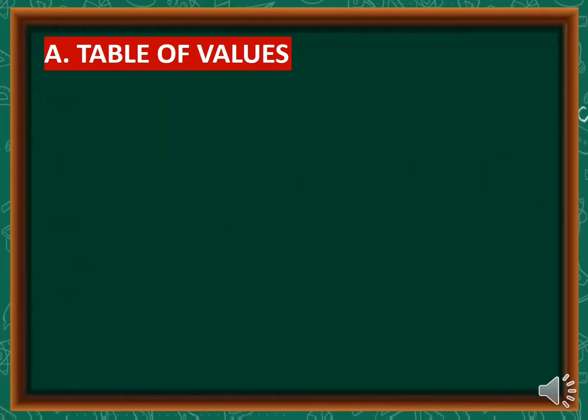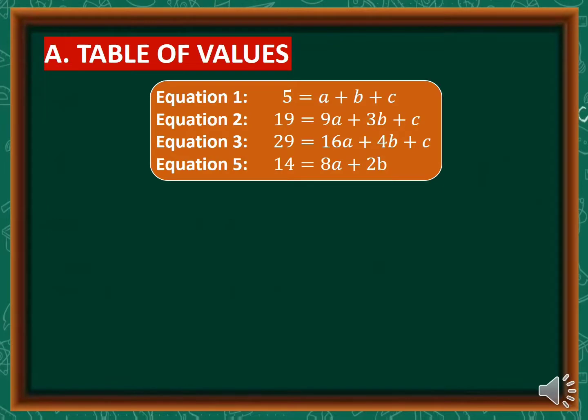Alright, so here, nadagdagan na ngayon yung ating mga na-form na equation. So we have 14, ang equation number 4 natin is equal to 14 is equal to 8A plus 2B. So again, hindi pa natin nakukuha yung value ni A, B, and C. So let us form again, let us use again elimination method and form another equation.